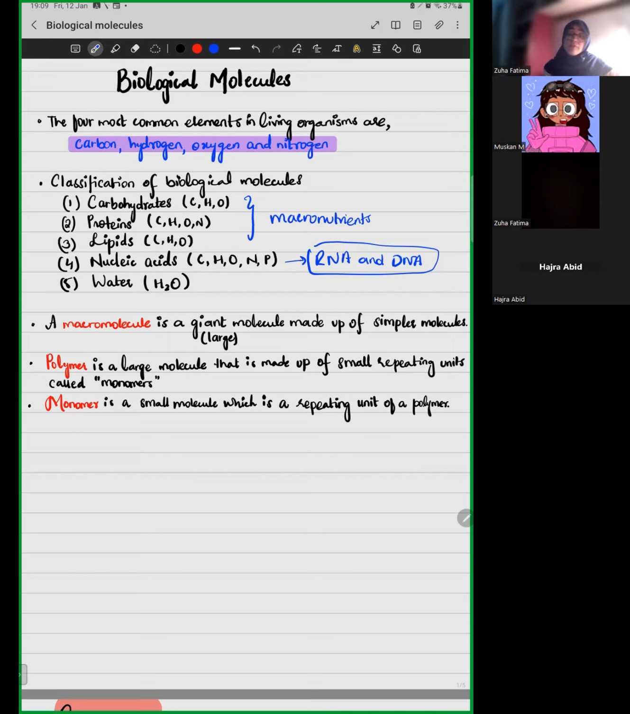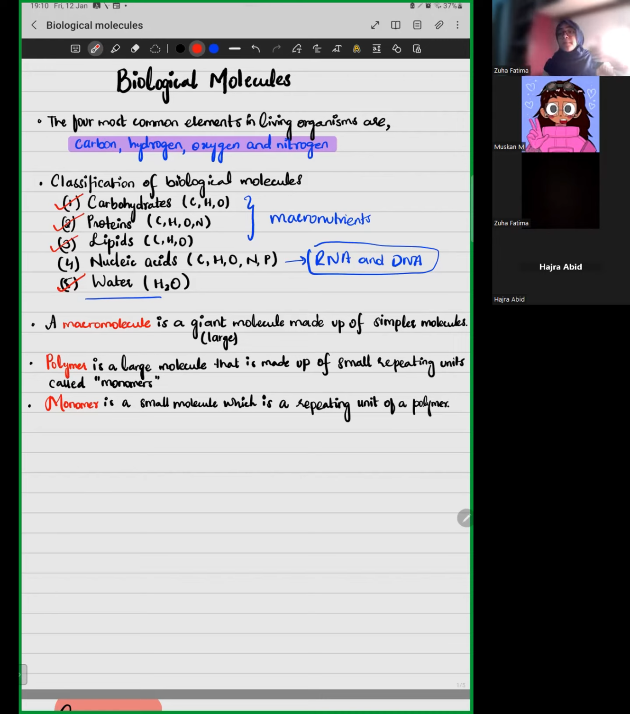So water is a very, very important biological molecule, and it is said that 65 to 70% of our body is made up of water. So in this particular chapter, which is biological molecules, we will be studying carbohydrates, proteins, lipids, and water. And as far as nucleic acids are concerned, we're going to study nucleic acids in chapter number 6, which is protein synthesis and DNA.